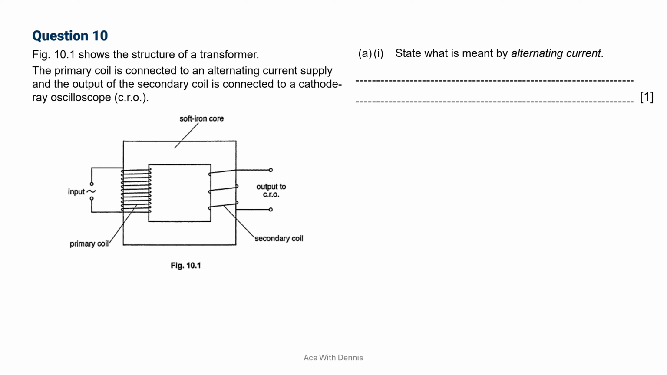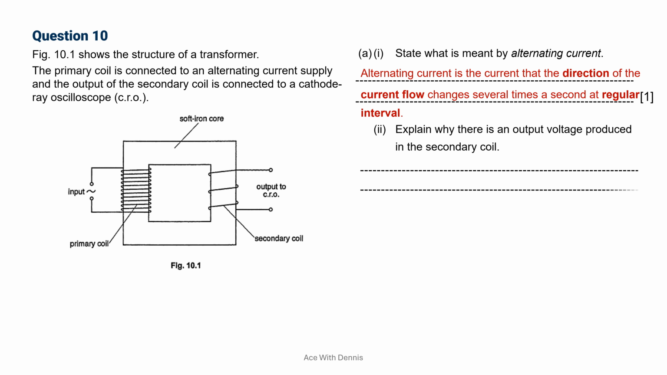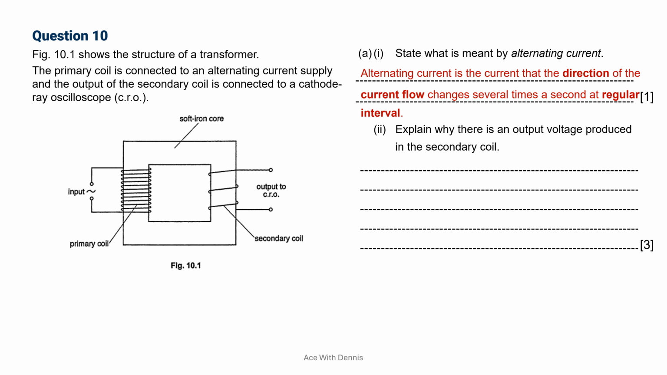1 mark. What you need to do is just write down the definition of alternating current, which is the current whose direction of flow changes several times a second at regular intervals. Then part 2, explain why there is an output voltage produced in the secondary coil.